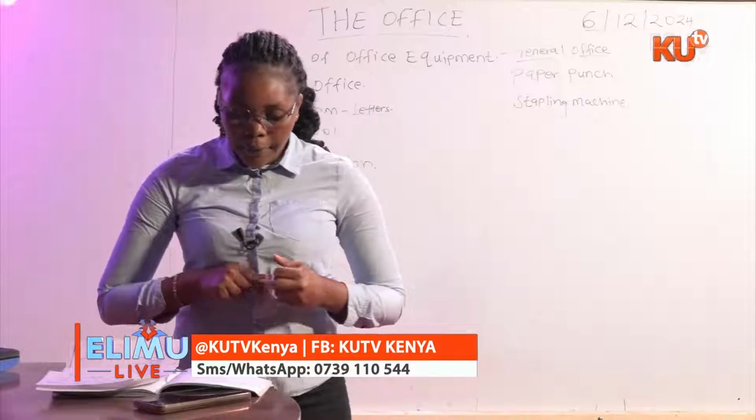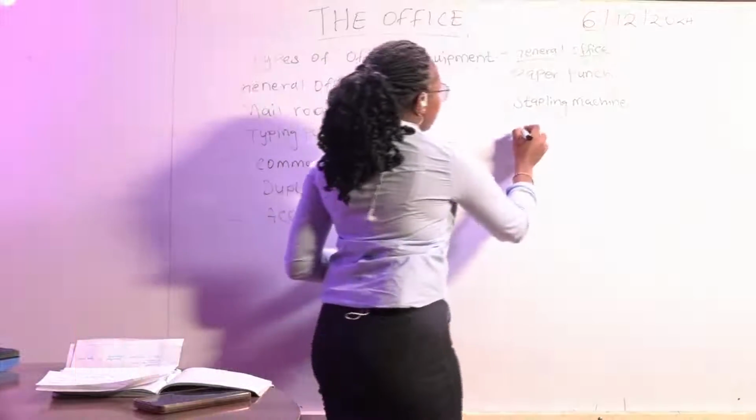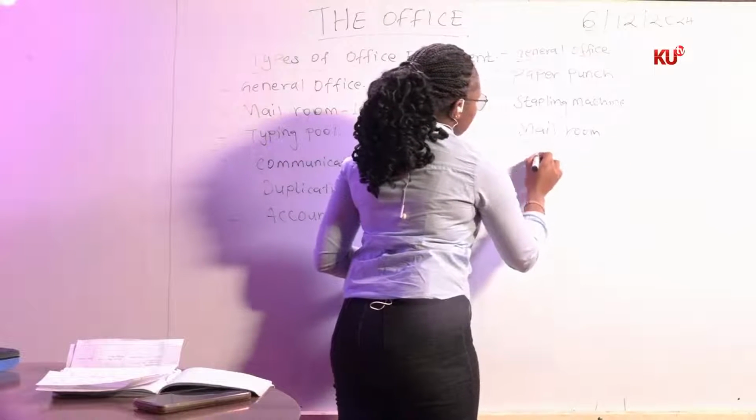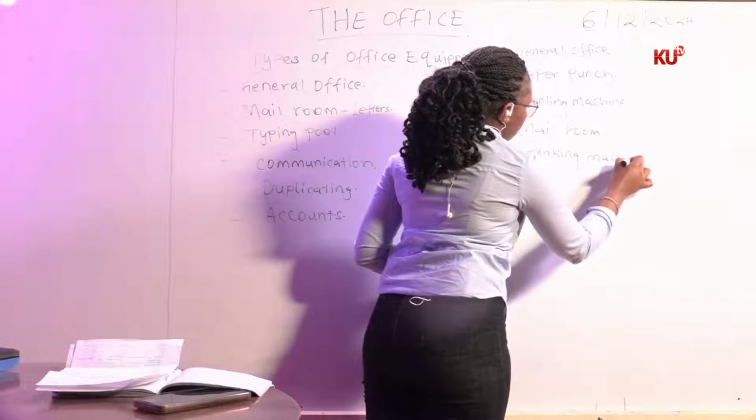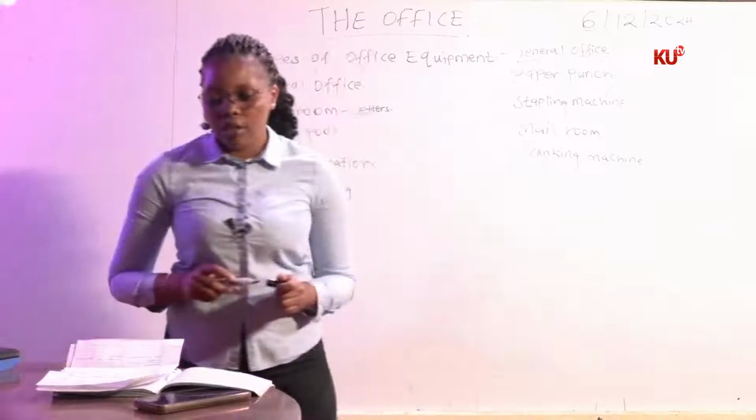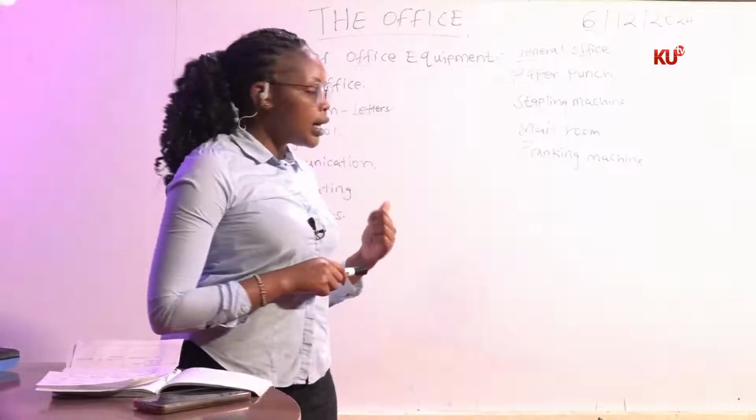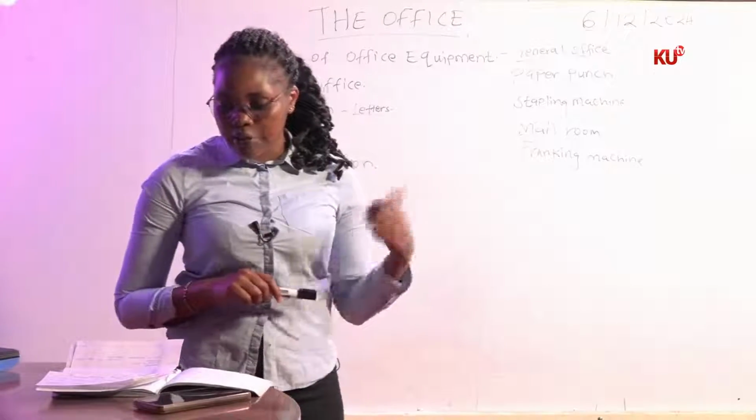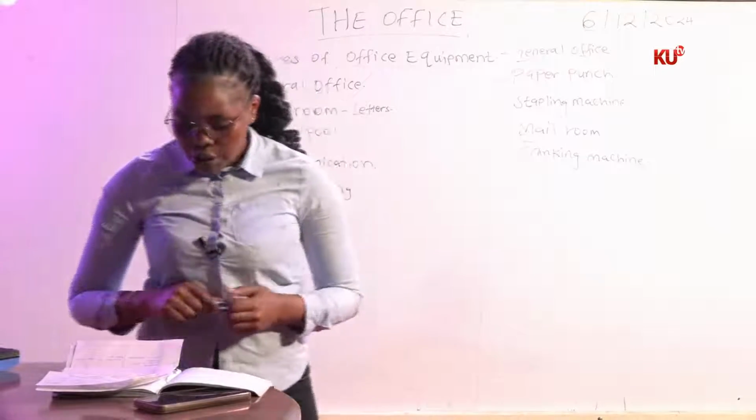The other one, we have a franking machine. A franking machine is used to print postage impressions on envelopes. So the impressions that are made on an envelope when sending letters are printed using a franking machine. It's the one that prints the postage impressions.